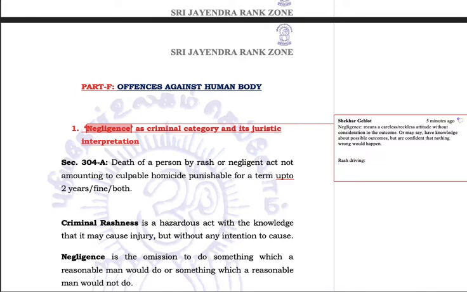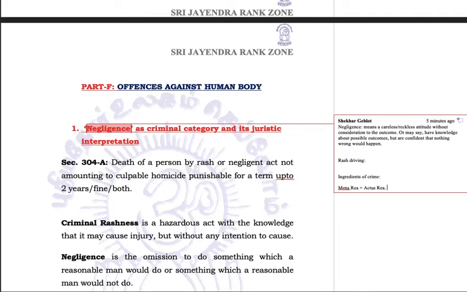If we go back to the basics of criminal law, the first class in which you read the ingredients of crime, we discussed mens rea plus actus reus. That means a guilty mind and a guilty act. Both must come at the same point of time.